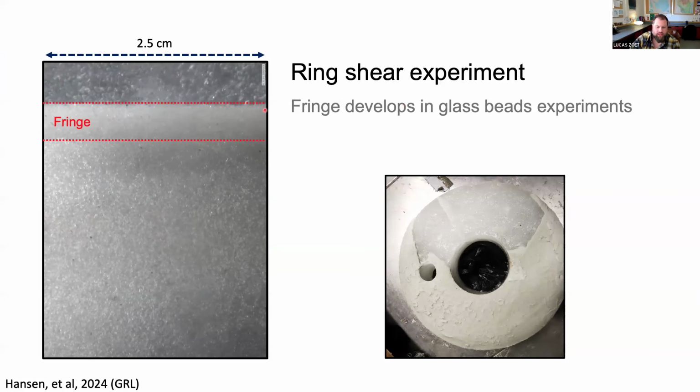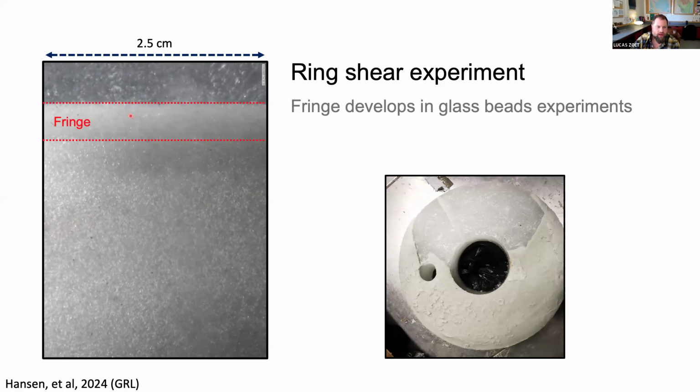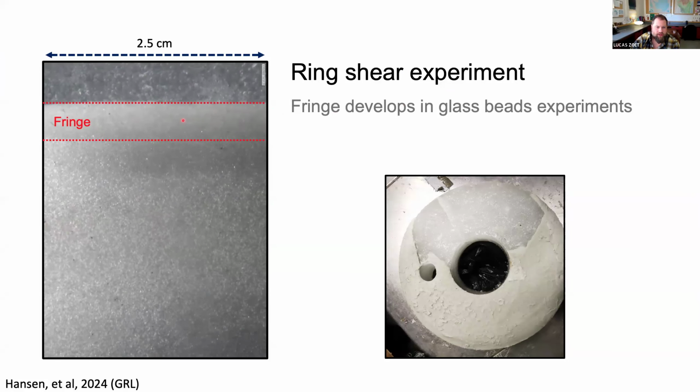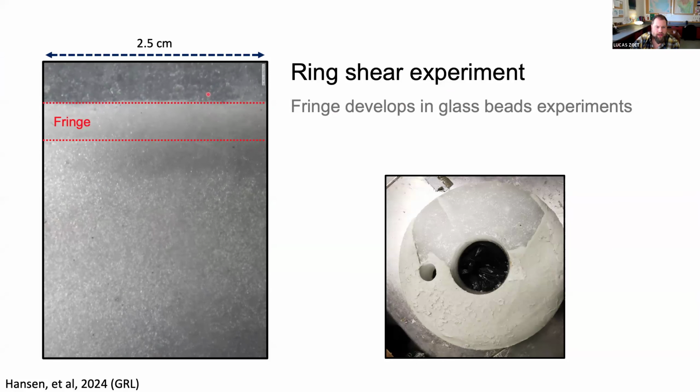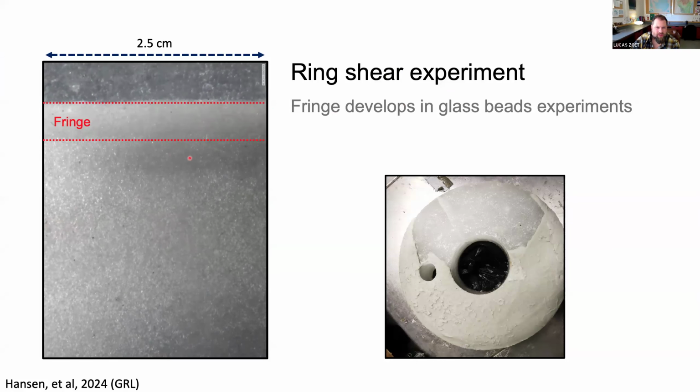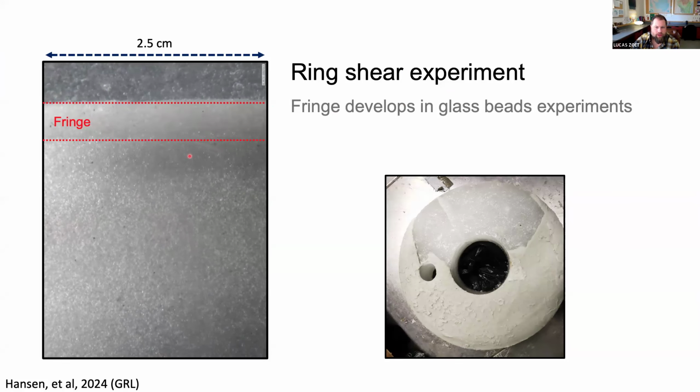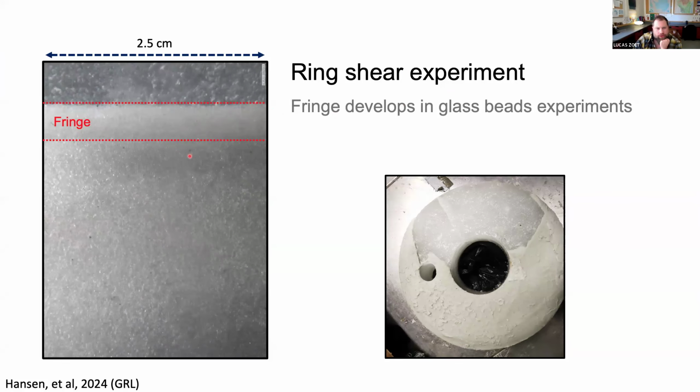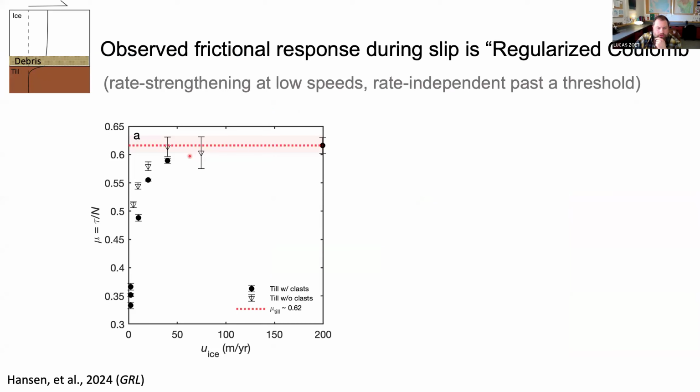Here's another example of it. This is the glass beads. The ice is moving from left to right. This frozen fringe right here is perfectly mated to the ice and moving at the same speed. And then you kind of have this layer where there's a bunch of complexity below it. All this interesting stuff that's happening inside of this zone.